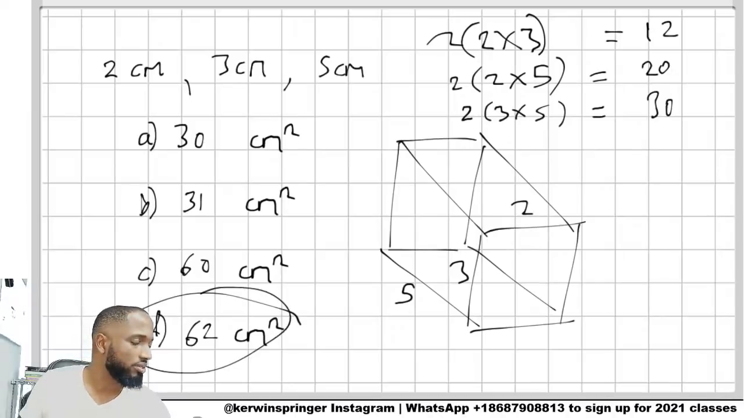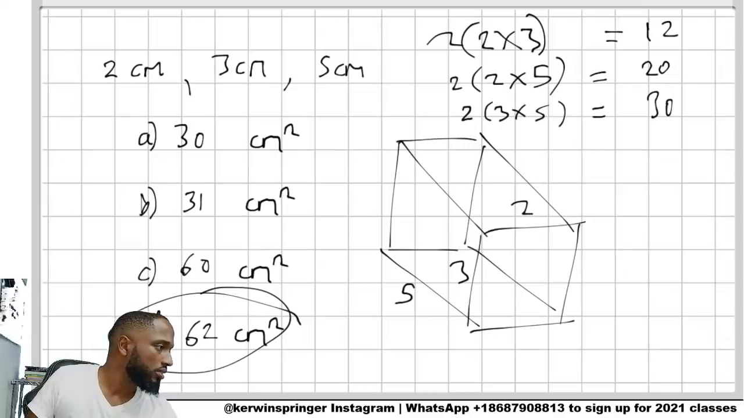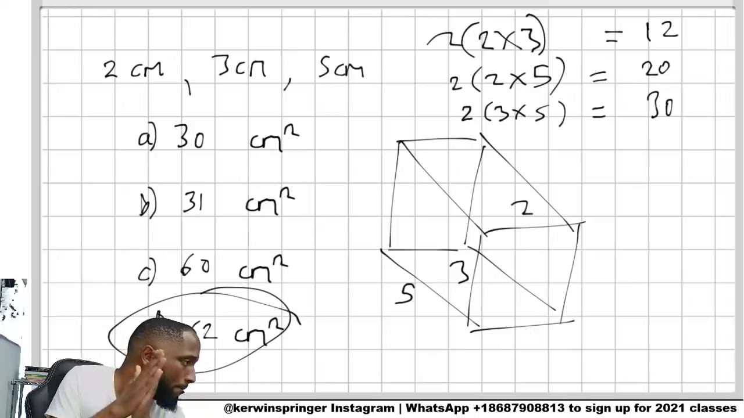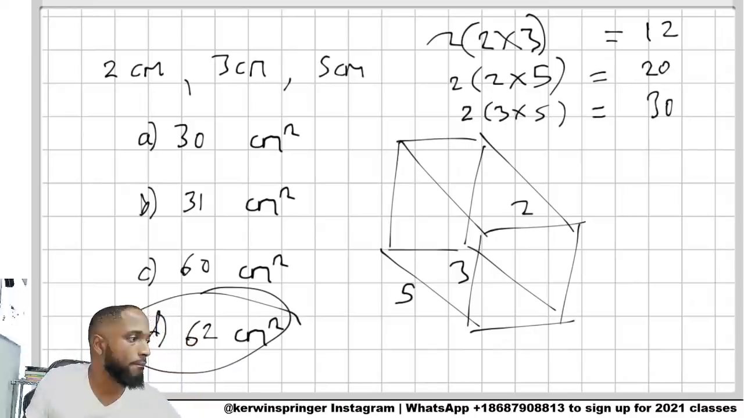What is this? Is that a joke? This is the surface area we're looking for. What they ask for is the surface area. What is the surface area of the cuboid sides? Wow, a lot of people got this wrong.